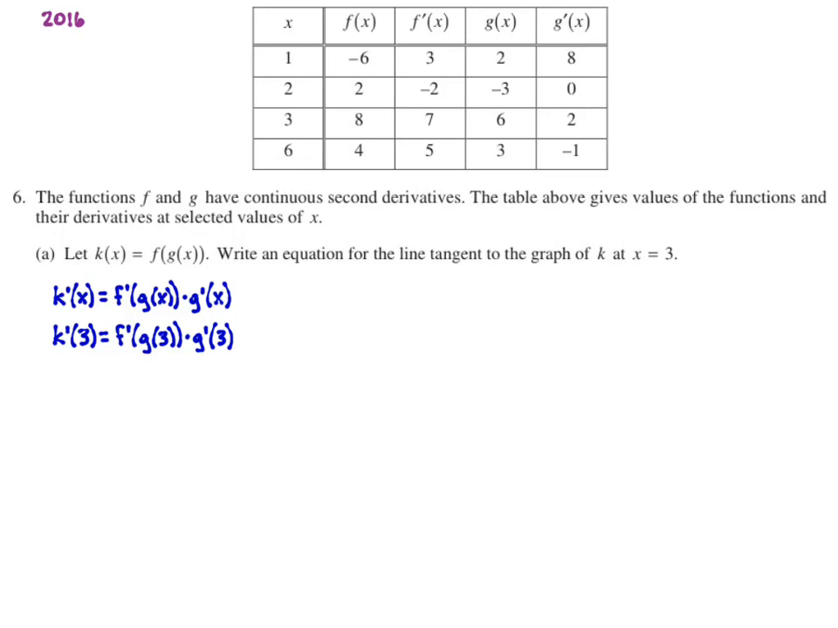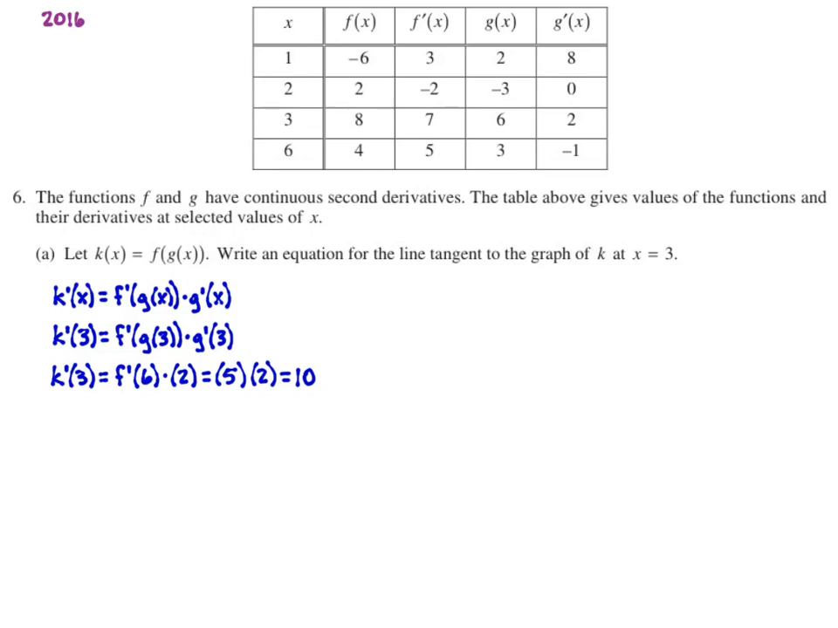Then we're going to figure out what all those values are based on the table. g of 3 is 6, and g prime of 3 is 2, so we'll plug those values in. We end up with f prime of 6 times 2. And f prime of 6 is 5, so we end up with 5 times 2, which is 10. So we know the slope of the tangent line.